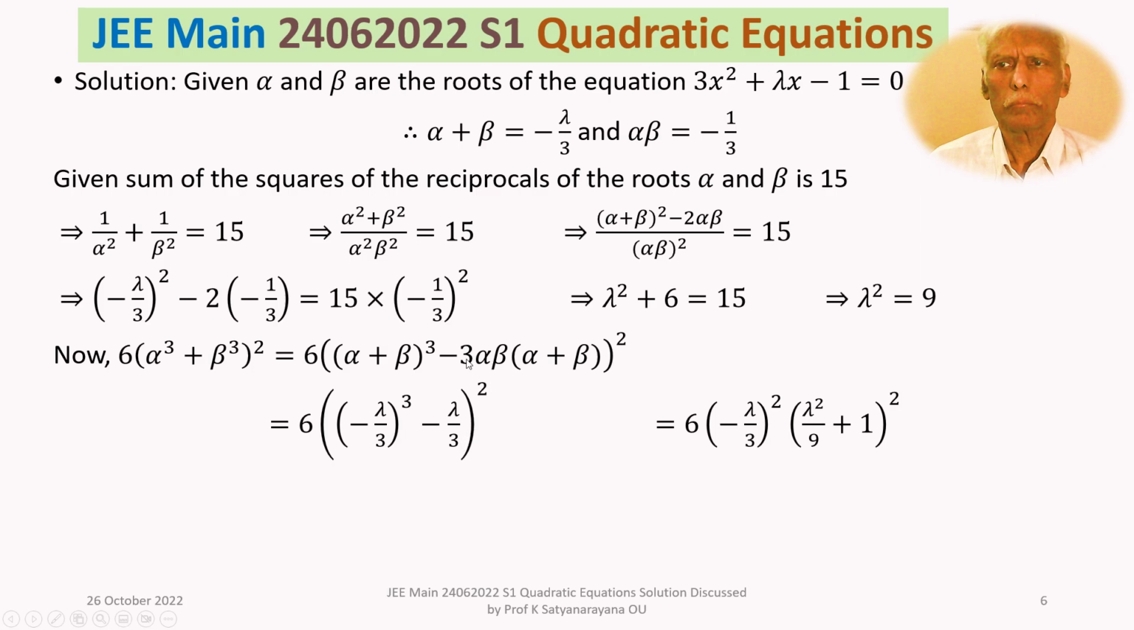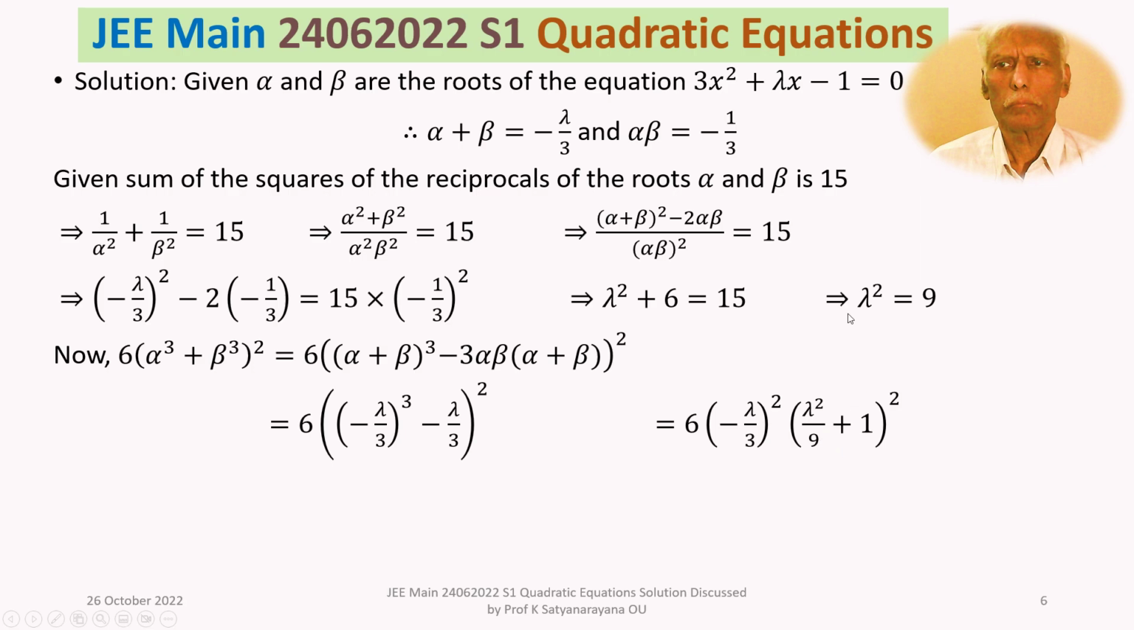Why? 3 times alpha beta is how much? So alpha beta is minus 1 by 3. 3 times alpha beta is minus 1. There is a minus 1. Minus into minus, plus 1. Plus alpha plus beta into alpha plus beta. Alpha plus beta is minus lambda by 3. So it results in minus lambda by 3. Agreed. And 6 times minus lambda by 3 taken out as a common factor. Then 6 times minus lambda by 3 whole square into, in brackets, we are left with lambda square by 3 square, that is 9, plus 1.